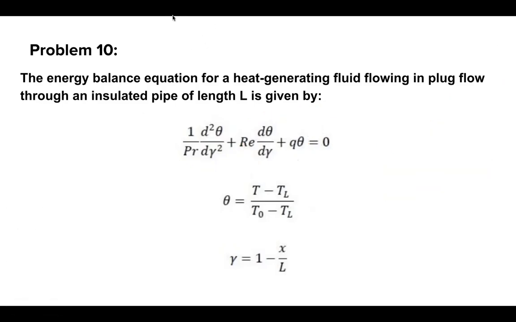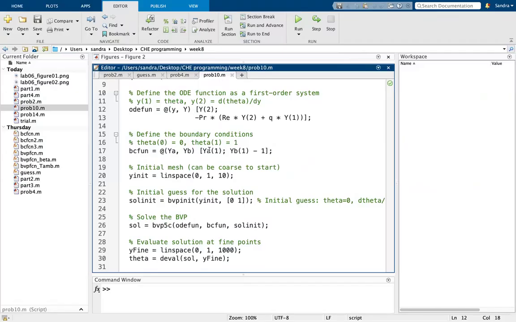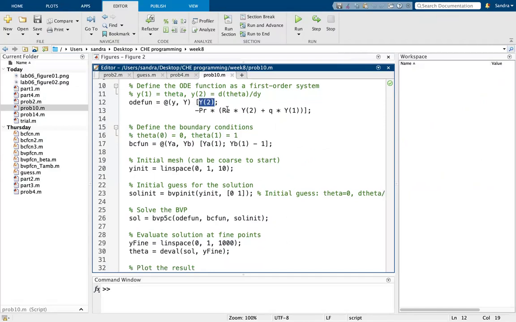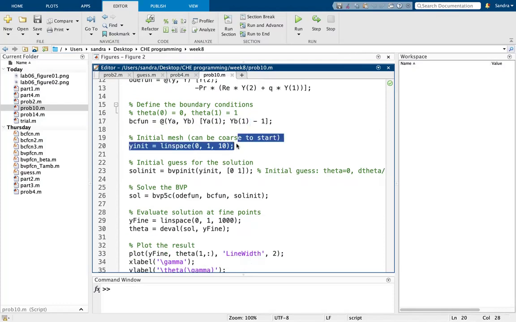Let me share MATLAB. See, this is the equation: y of 2, the Prandtl number multiplying the Reynolds number multiplied by y of 2, and q multiplied by y of 1. So this is the ODE function. This is the boundary value function. It is a Dirichlet boundary condition, so both the indexes will be 1. We only know the value of theta. Initially it is 0 and next it is 1, which you take to the other side to make it -1. This is my initial mesh: from 0 to 1, I am making 10 grid points.